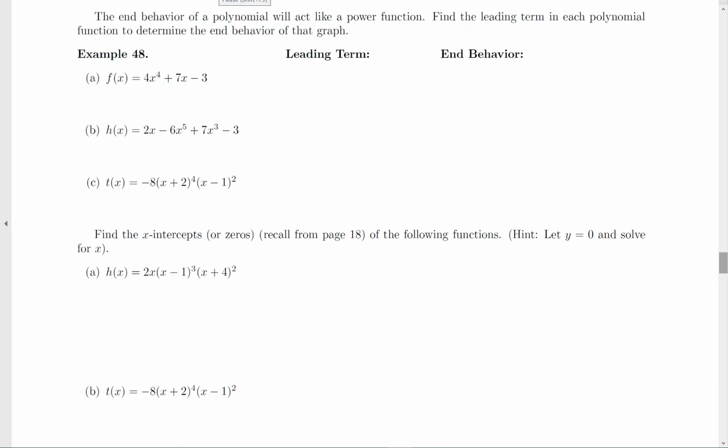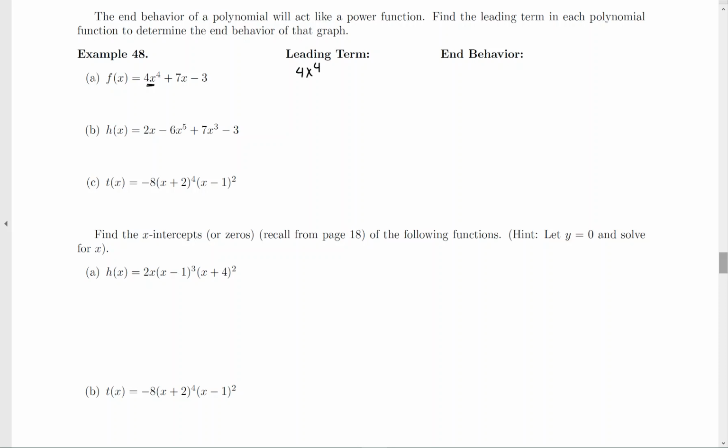The end behavior of a polynomial will act like a power function. Find the leading term in each of the polynomial functions to determine the end behavior of that graph. So for example number 48, we're looking at f of x equals 4x to the fourth plus 7x minus 3. The leading term, remember, is the one with the biggest power when it's in standard form. So our leading term is 4x to the fourth.